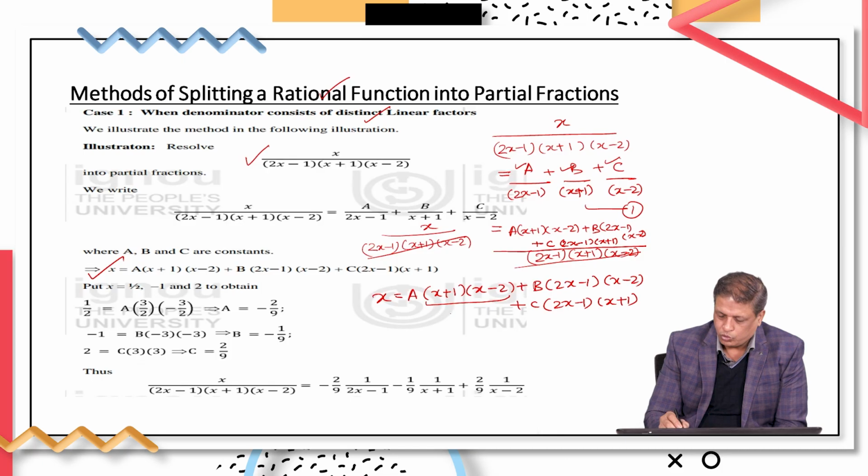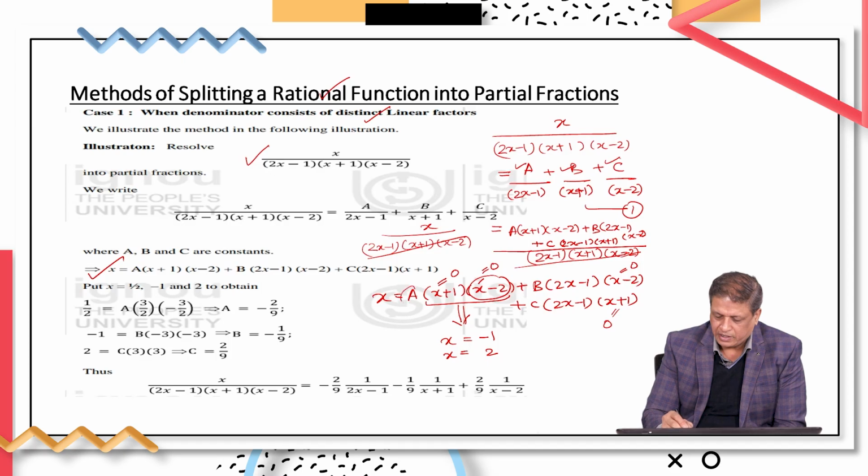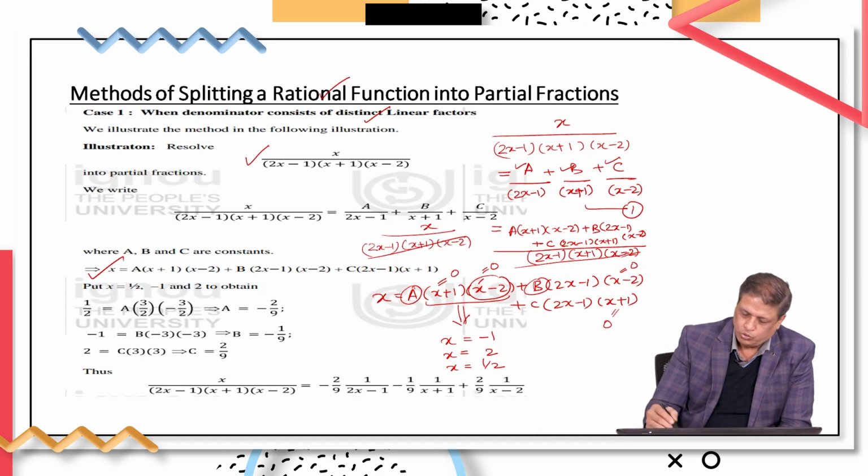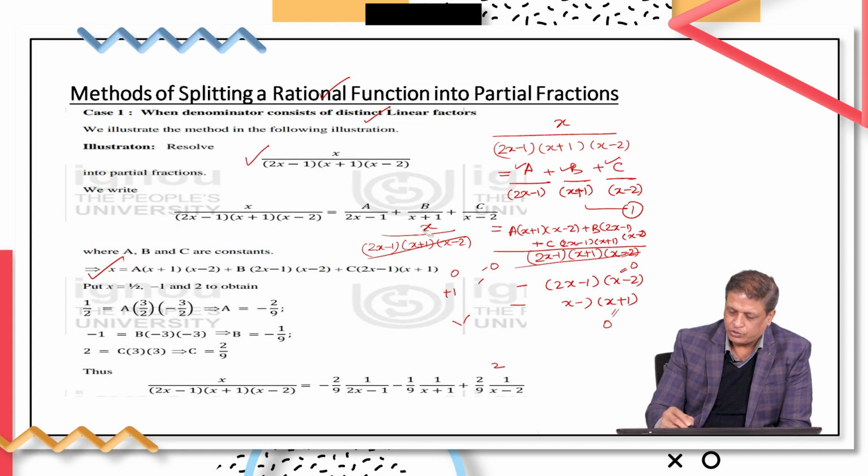By looking at these components, we can find that if x is equal to minus 1, then this component will be 0 and this component will be 0, as a result of which only B will exist. If we substitute x is equal to 2 in this equation, then this will turn out to be 0 and this will also turn out to be 0. So, part A and part B will cancel out and only C will exist. Similarly, if we substitute x is equal to 1 by 2, only A will remain. So, you can use this concept to find the values of A, B and C.